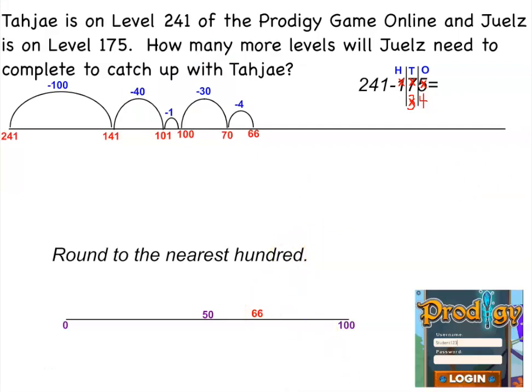Look at the size of this space. This space is huge. Now look at the size of this space. It's much smaller. That tells me that 66 should round to 100. So if I'm rounding 66 to the nearest 100, then 66 is going to round to 100. And that's another review for subtraction and rounding.